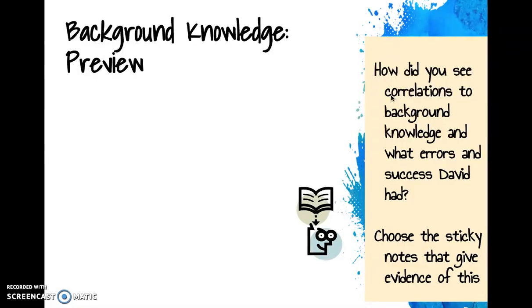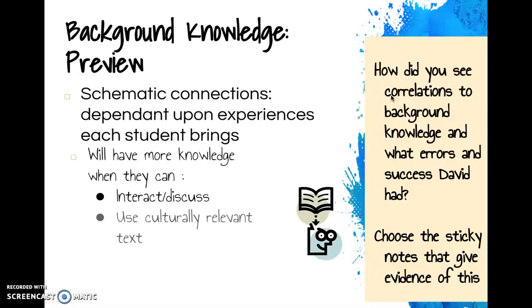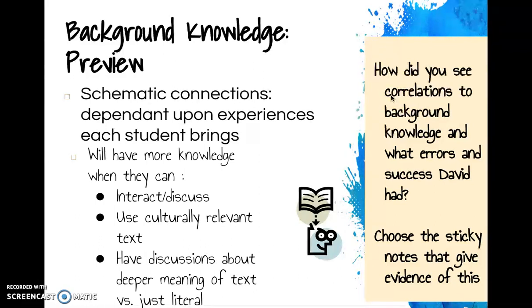So let's tie this learning to David. How did you see correlations to background knowledge and what errors and success David has? If you wrote this on sticky notes, take a moment to pause and look at the notes that might give evidence of this.